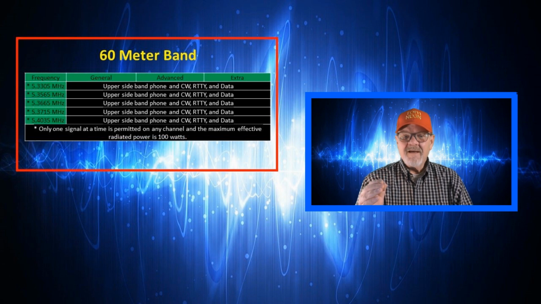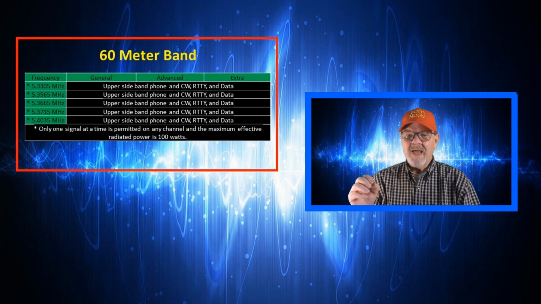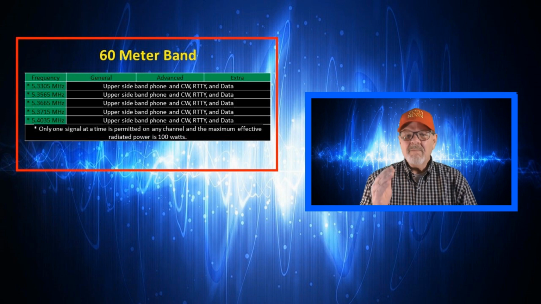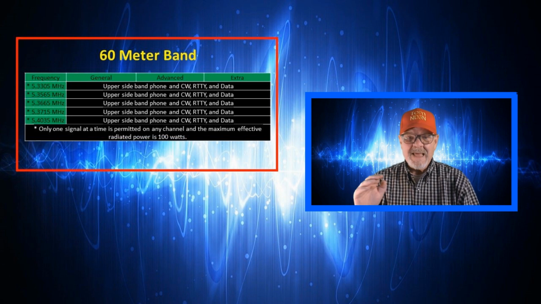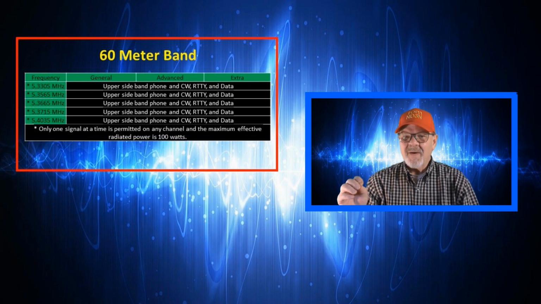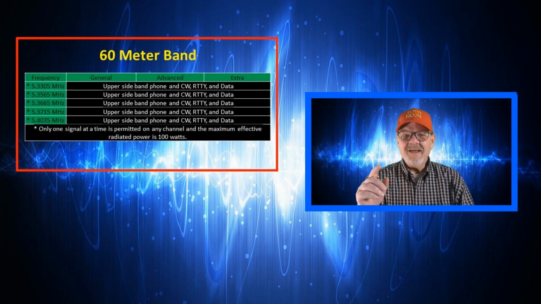The upper sideband phone is limited to a 2.8 kilohertz bandwidth, and CW and digital emissions must be centered 1.5 kilohertz above the channel frequency shown. Only one signal at a time is permitted on any channel, and the maximum effective radiated power, or ERP, is 100 watts.